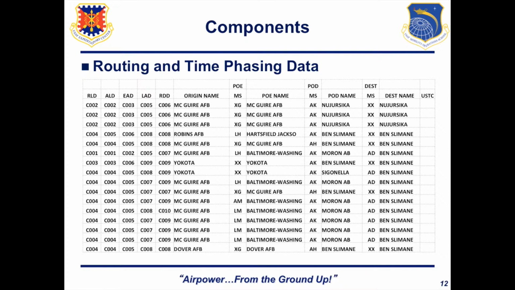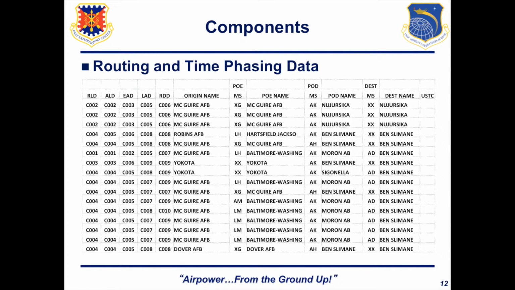The ALD references or is associated with the port of embarkation, which in this case is the same, McGuire Air Force Base. We can find out if it's the same if we research the port of embarkation mode and source code, the POE MS code. In this case, XG means that the origin and POE are the same. That's why if you look at the dates, the RLD and the ALD on the top line are the same, C2.